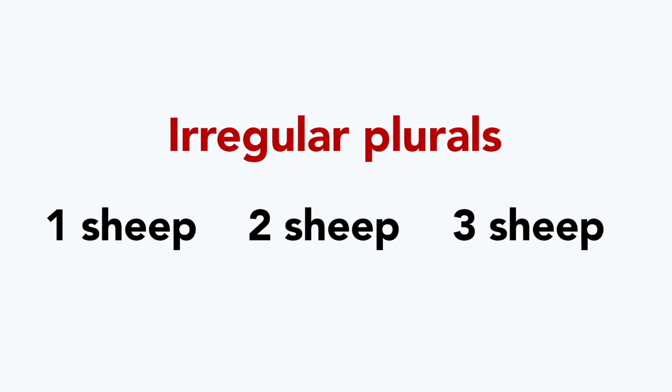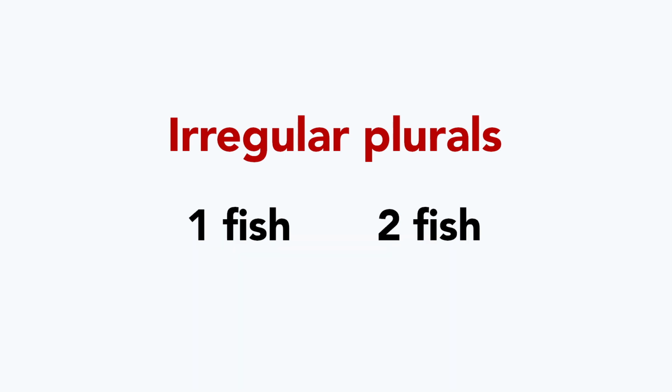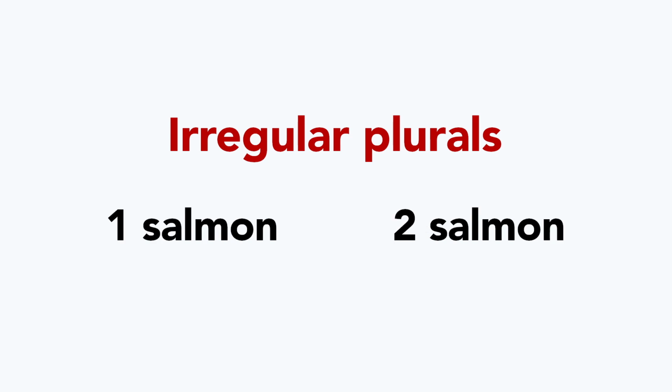1 sheep, 2 sheep, 3 sheep, not sheeps. 1 fish, 2 fish, not fishes. 1 salmon, 2 salmon, not salmons.